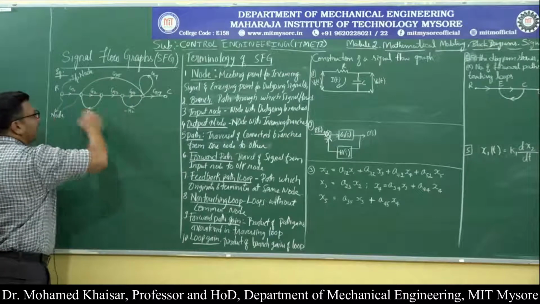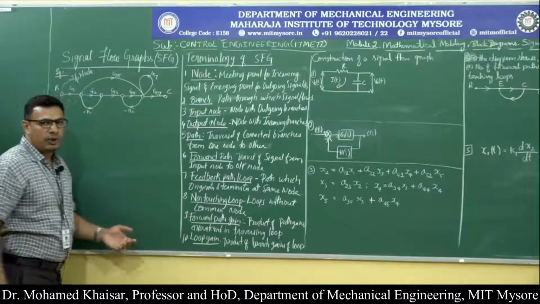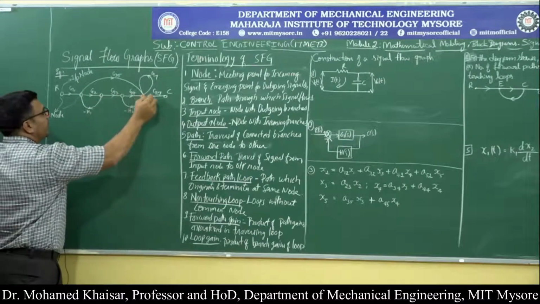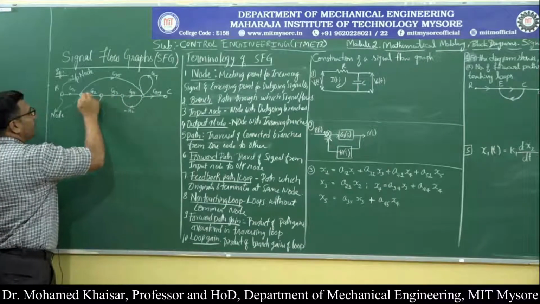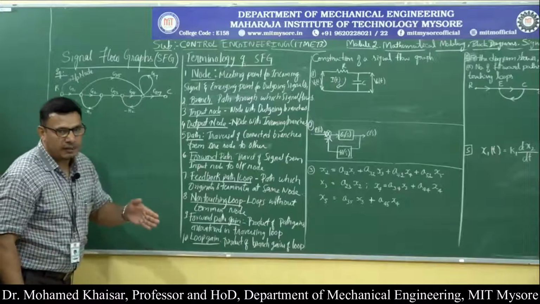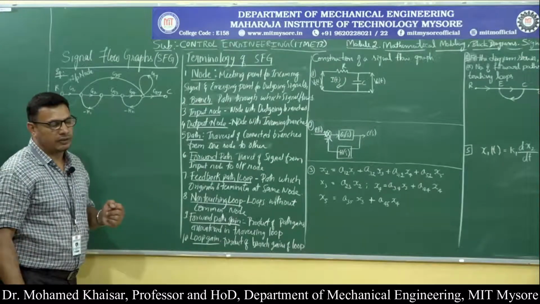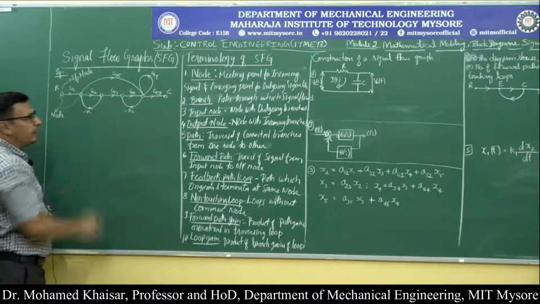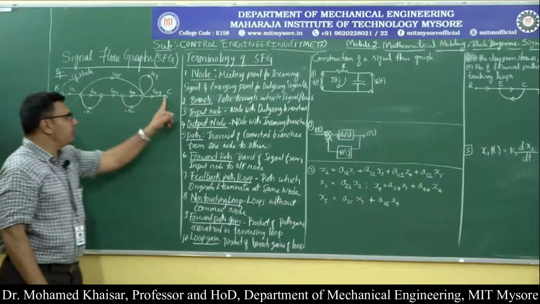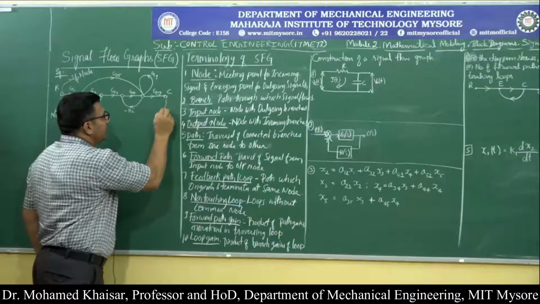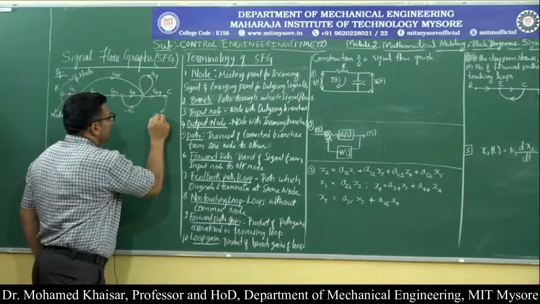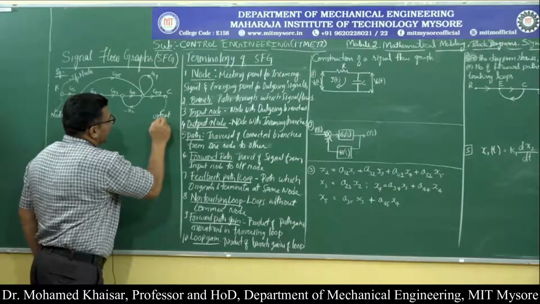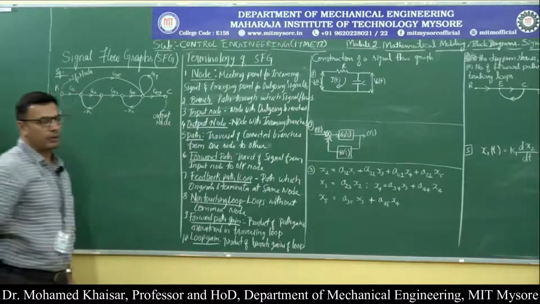All other nodes cannot be addressed as input node or output node, because in all those cases, any node in between has both incoming branches as well as outgoing branches. Whereas this node has only outgoing branches, because of which it is called the input node. This node has only incoming branches, because of which it is called the output node.